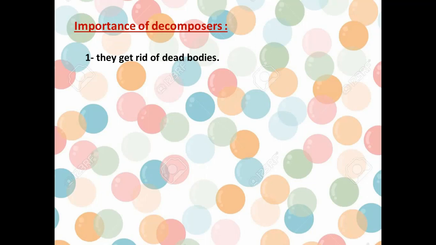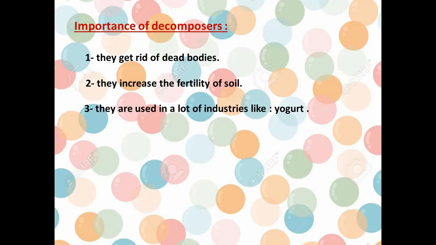The first thing, they help us to get rid of dead bodies. And number two, they increase the fertility of soil. Number three, they are used in a lot of industries like yogurt. To make yogurt, we use some types of useful bacteria, and this bacteria is considered a type of decomposers. So we use decomposers to make a lot of industries like yogurt.